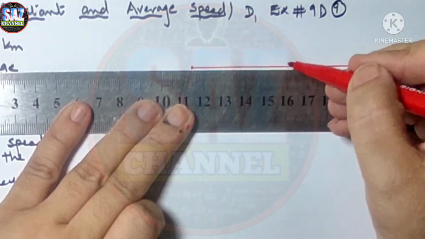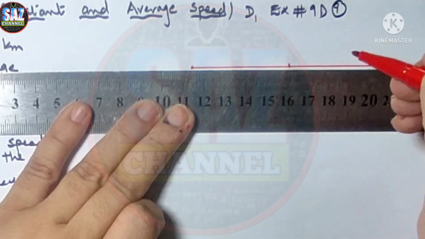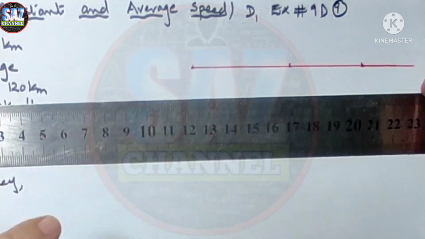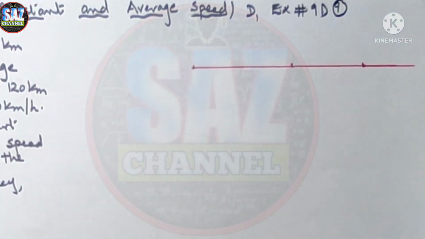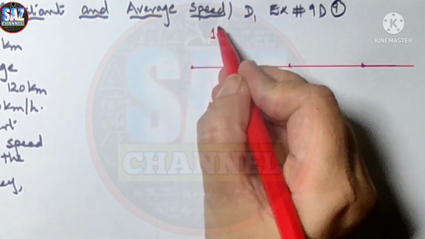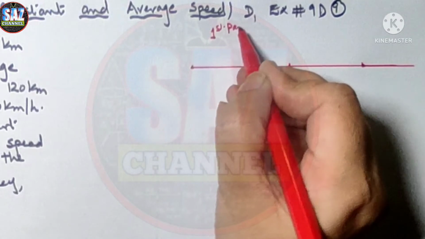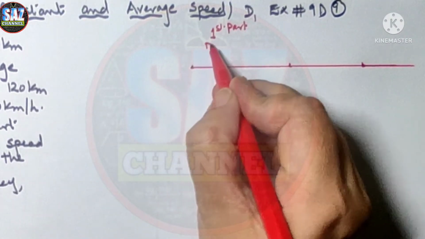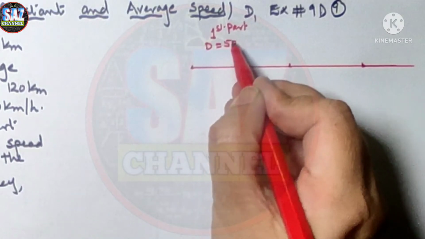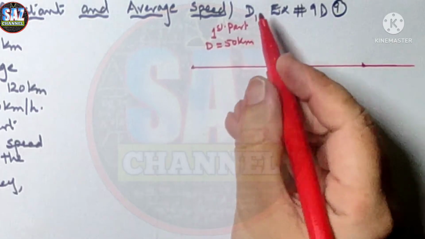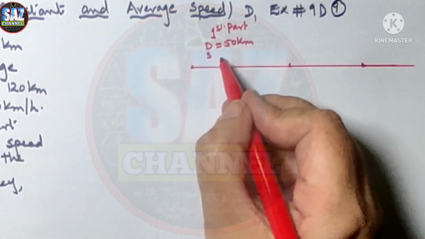Suppose this is the first part, this is the second part, and the third part of the journey. Let me keep the ruler here. So let me read the information once again. This is the first part of the journey, 50 kilometers. Distance here is 50 kilometers, and average speed is 25 meters per second.